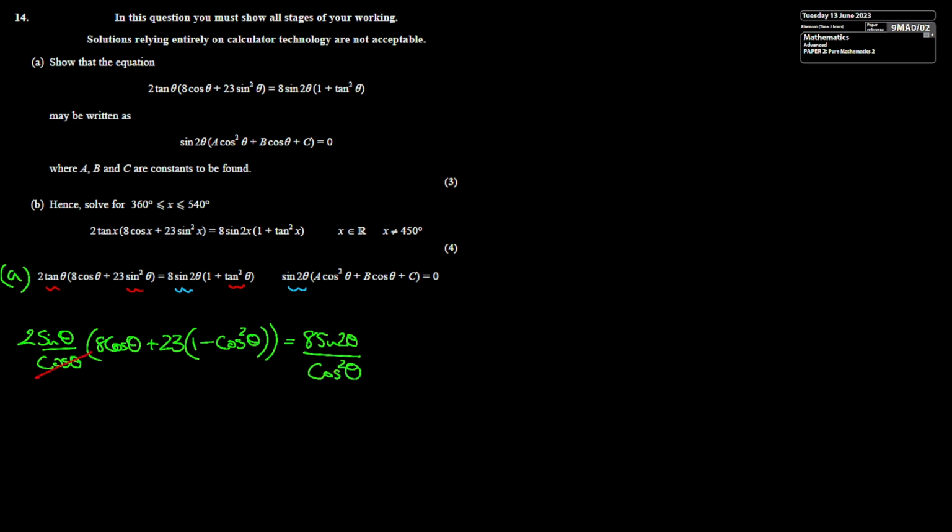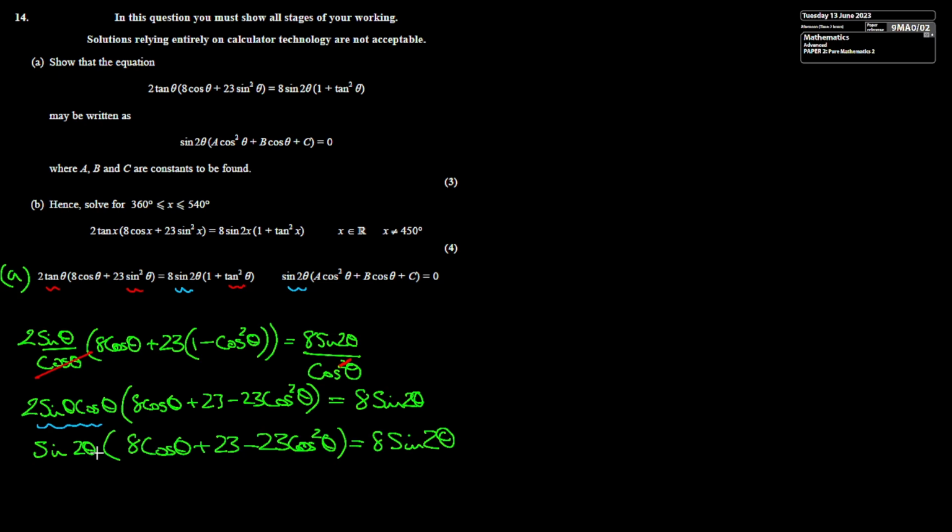Well, I've got a cos theta on this side of the equation and a cos squared theta on this side, so I can get rid of one of them on either side. Multiplying across by cos theta, I get 2 sine theta cos theta, and I'm going to multiply this guy out as well, 8 cos theta plus 23 minus 23 cos squared theta is equal to 8 sine 2 theta.